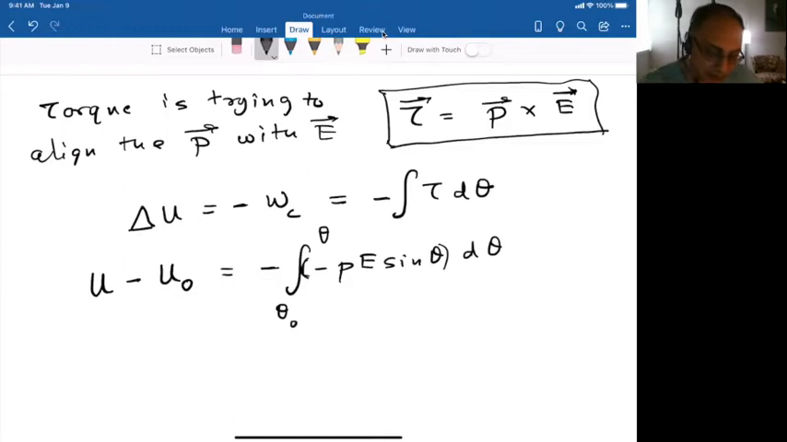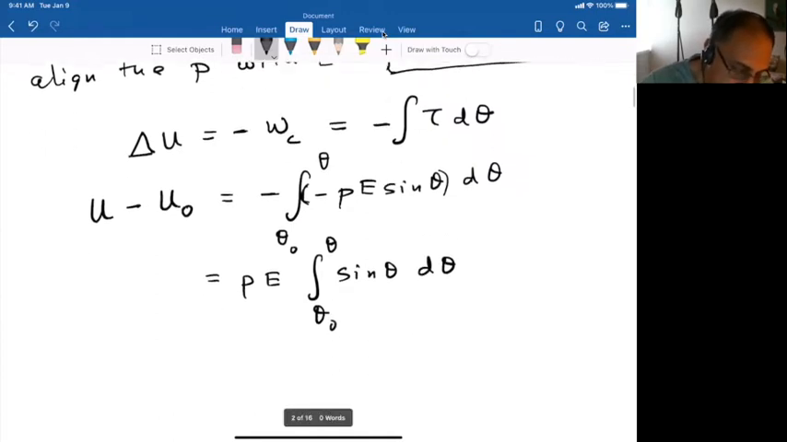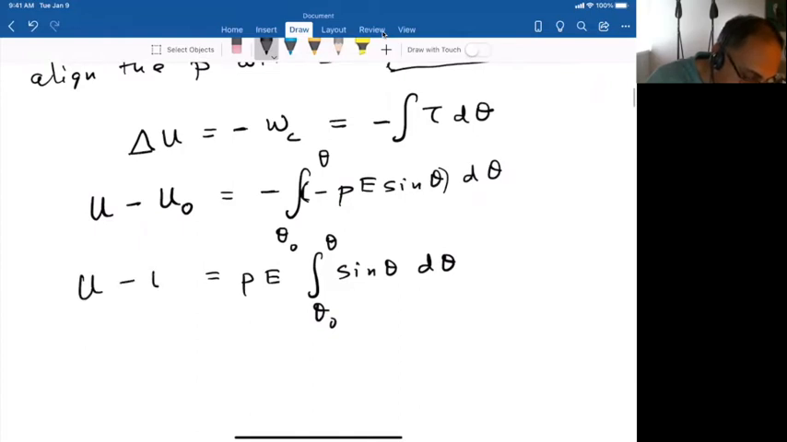Okay, so now we have to do one line of algebra to work this out. The two minuses make a plus, right? P and E are constant, so I can pull them both out. P is constant because it's a property of the dipole, and E is constant because we assumed that we are in a uniform electric field. That's why both of these are constant, and I can just pull them out of the integral. And I just have to integrate sine theta from theta initial to theta final d theta, and that is U final minus U initial.